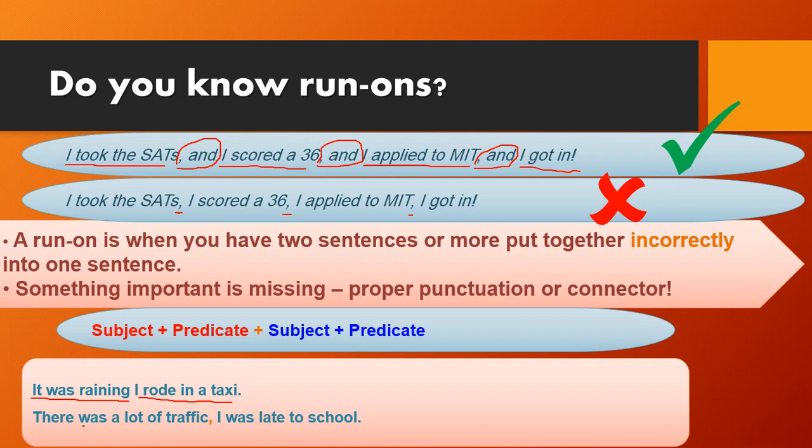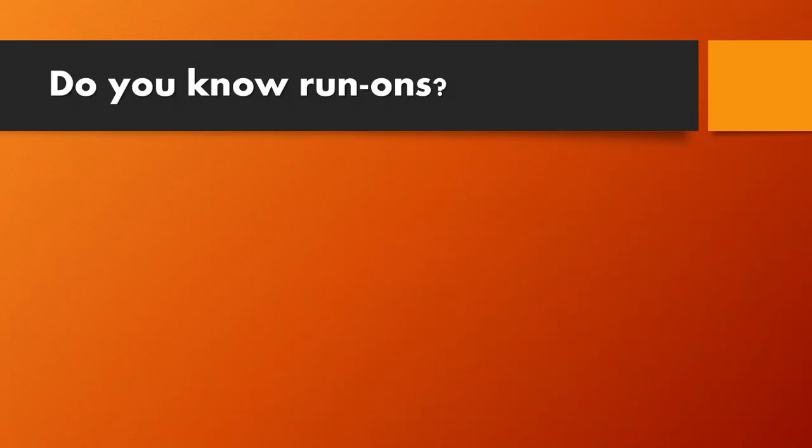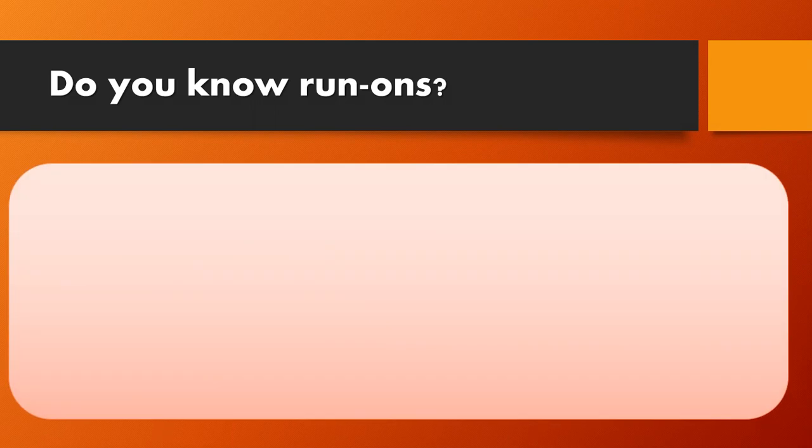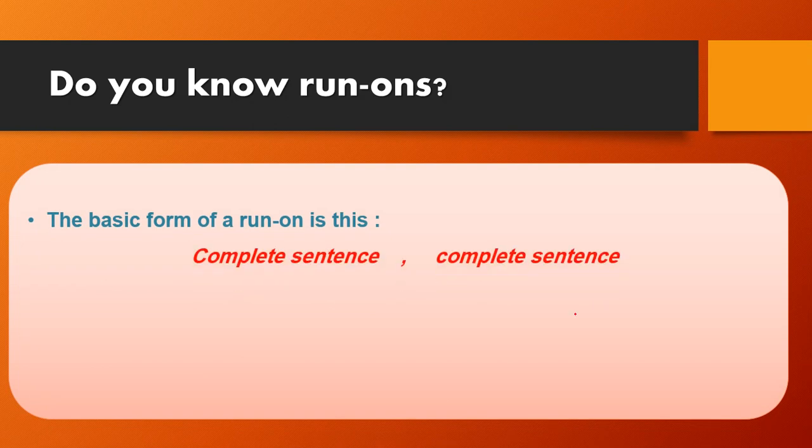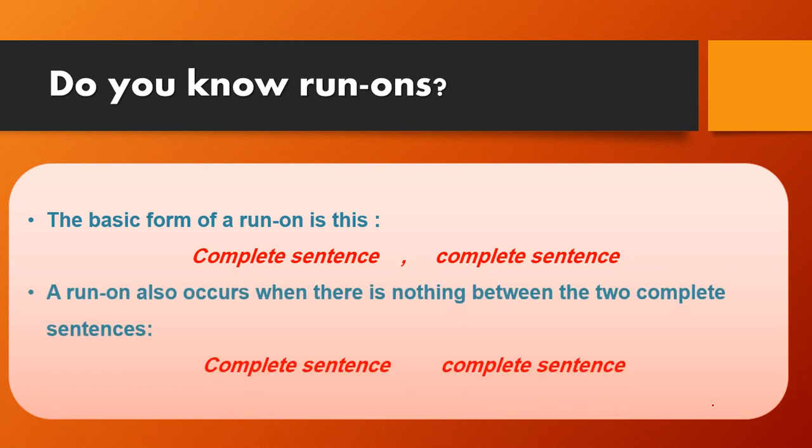Is this a correct sentence? Actually no, because I used a comma to connect the 2 parts. There was a lot of traffic, I was late to school. I used a comma to connect the 2 parts. Actually, both of them are wrong. This is what we call run-on sentences. So run-on sentences are formed in those 2 ways: 2 complete sentences connected with a comma, which is wrong, or 2 complete sentences with nothing between them at all.